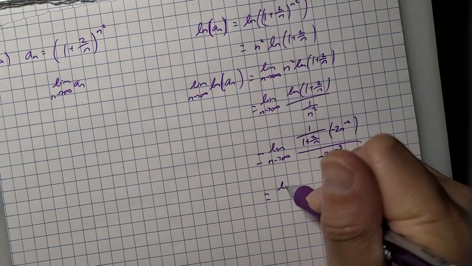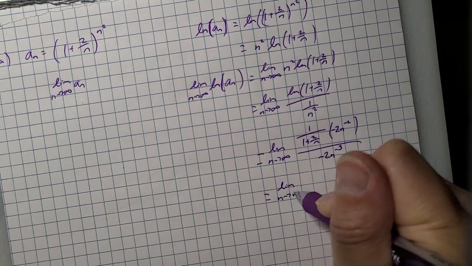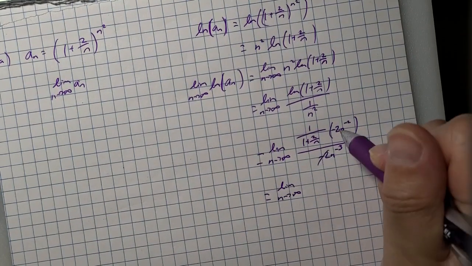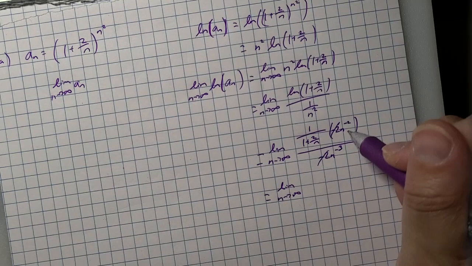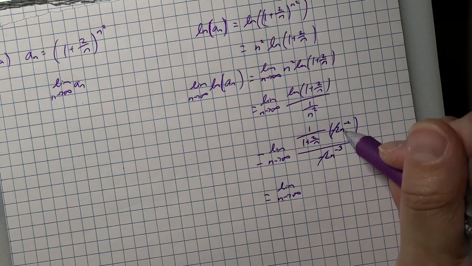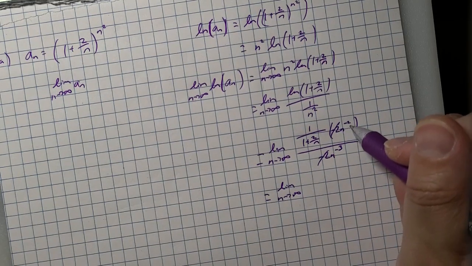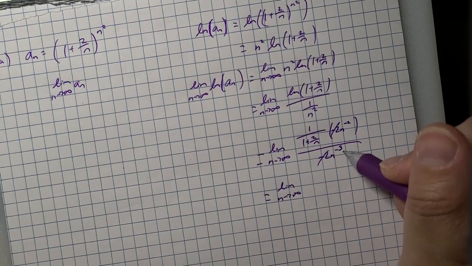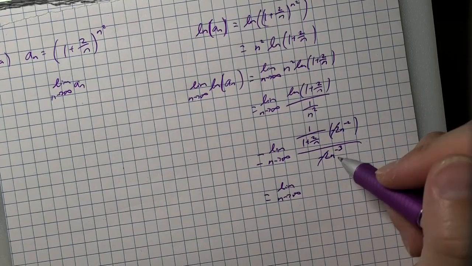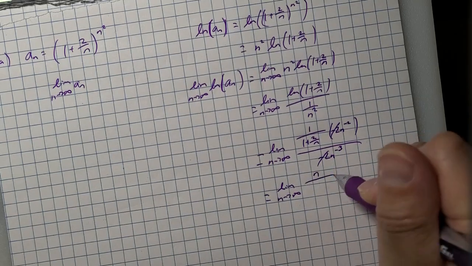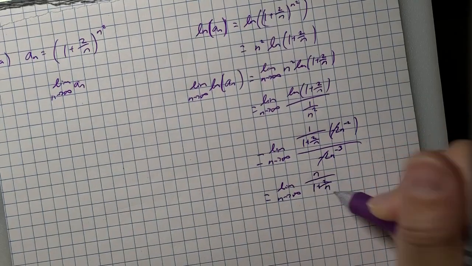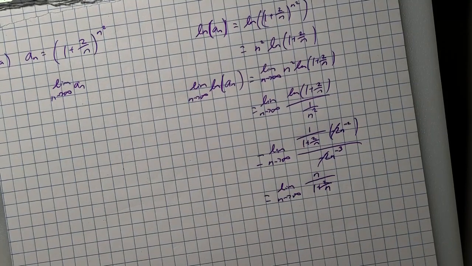So we can simplify. This minus 2 and this minus 2 would cancel. Okay? How about this? Remember properties of exponents? This is n to the minus 2 minus 3. So that would just be an n on the top. So it'll just be n over 1 plus 2 over n. Okay?